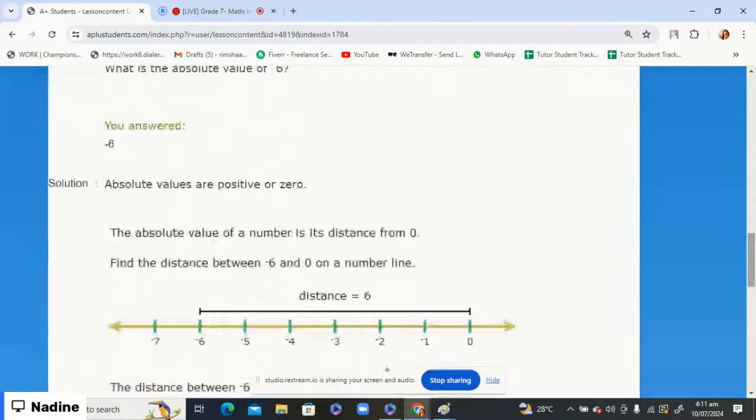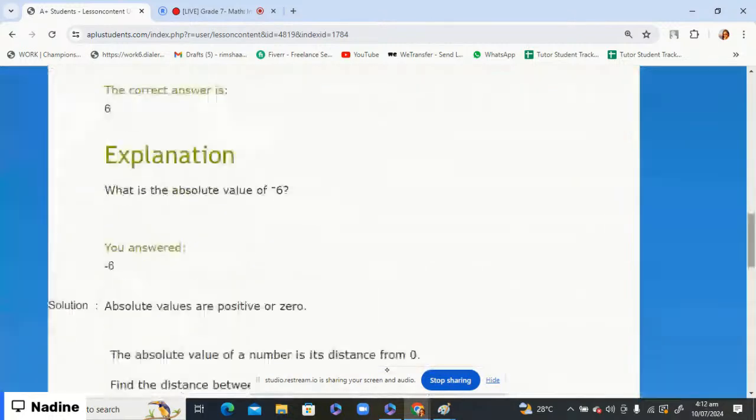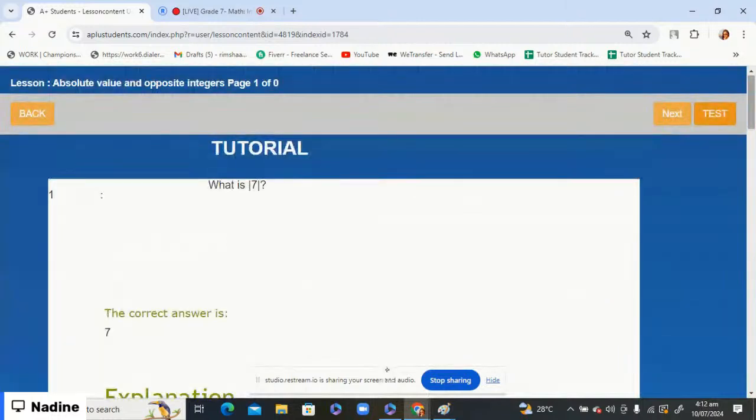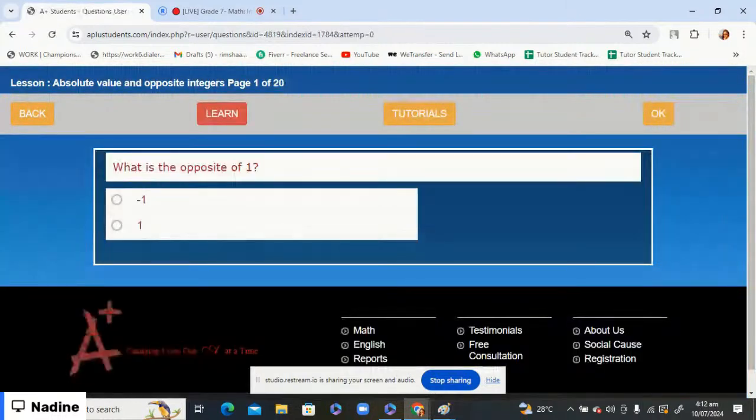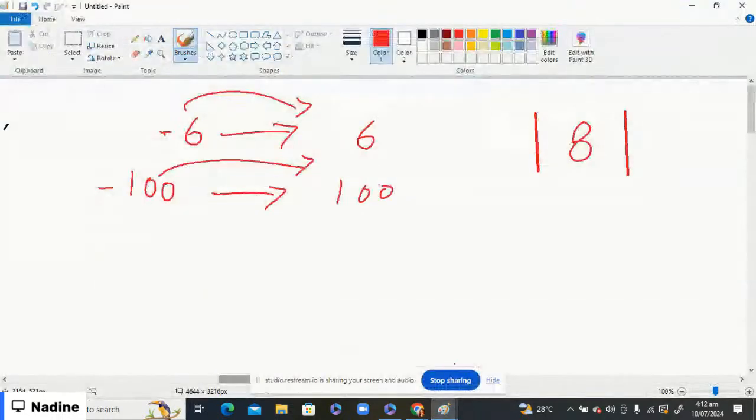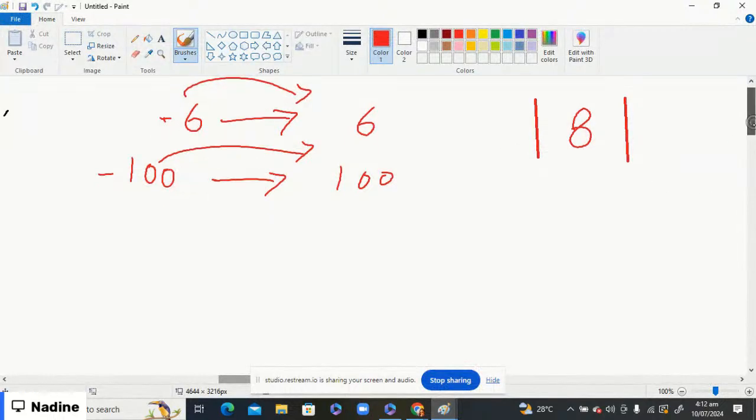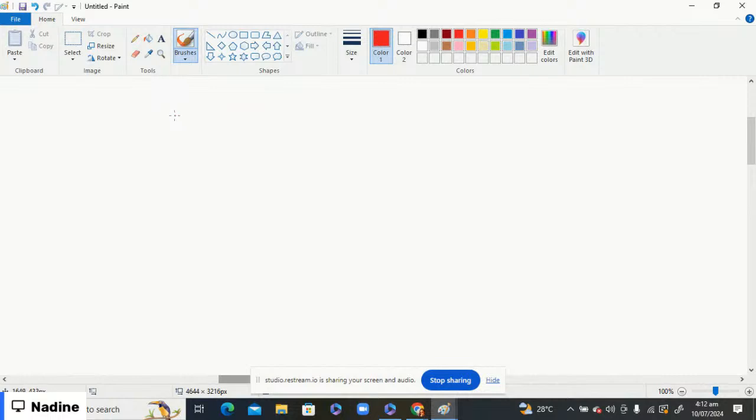So now, let's find out with the test questions. What is the opposite of 1? What is the meaning of opposite? Let me tell you this one as well. Opposite means, for example, if something is positive, when they say to find its opposite, it means that its sign is changed and it turns into negative 1.